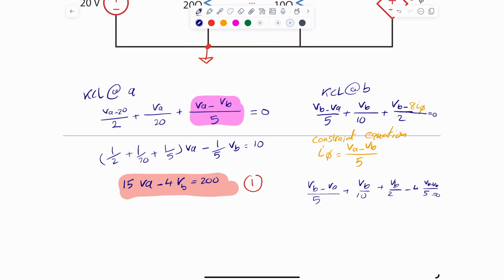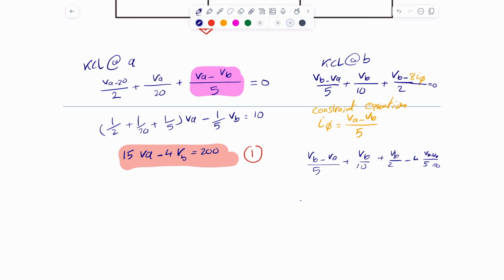We clean up this equation a little bit, and we'll end up with the following. I believe it will be negative 10 VA plus 16 VB equals 0. This here is VA, and this one here is VB, and that should be equal to 0. Of course, it's equal to 0 because I have no other values. So we'll highlight this one here, and this is basically my second equation.